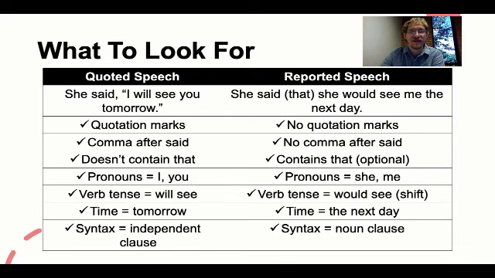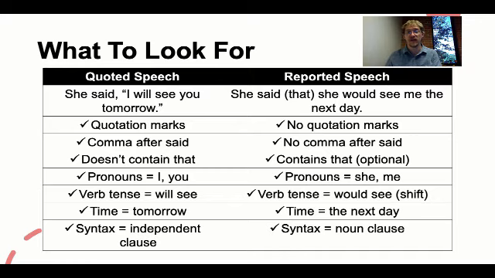Remember what to look for. For quoted speech, there's quotation marks. You want to have a comma after said if you have the subject and verb at the beginning. It should not contain the word that. Remember, reported speech, you do have that. It's optional, but I like it in there. It helps me to know that it's reported speech. The pronouns could be I or you in the quotation, right? Because it's exactly what the other person said. The verb tense could be, in this case, you see how that's future tense, will see. The time, you see tomorrow. Syntax, you have an independent clause.